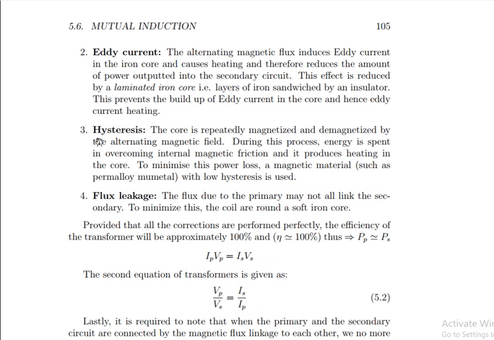The third point, which is going to reduce the efficiency, is hysteresis. The core is repeatedly magnetized and demagnetized by the alternating magnetic field. During this process, energy is spent in overcoming the internal magnetic friction of the core so that it can be magnetized and demagnetized. In order to prevent this hysteresis, and to minimize the power loss from this continuous magnetization and demagnetization, we use a core made up of permalloy metal.